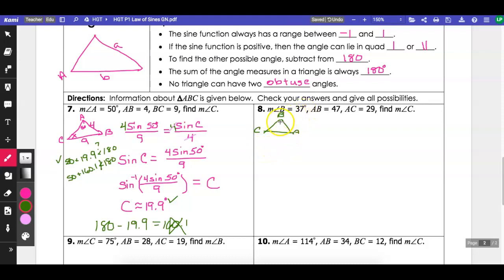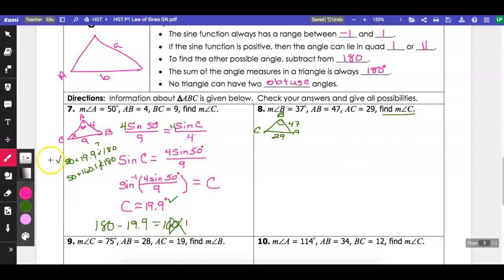Angle B is the angle that we're given, so we're given this one. Then we're given side AC, and so you can see that that is the side across from angle B. And then we're also given side AB. And so that is the side that's across from angle C, which it turns out is the angle we want to find.